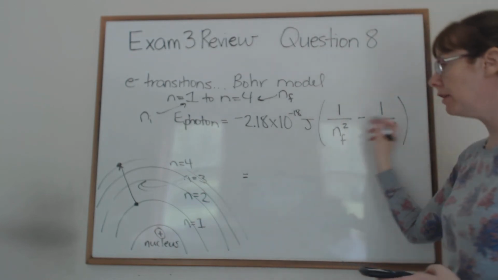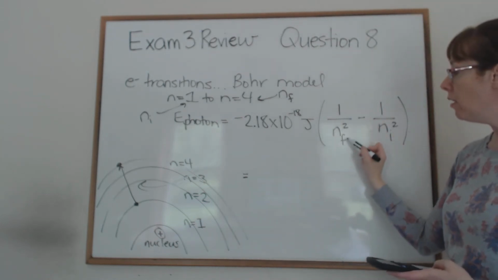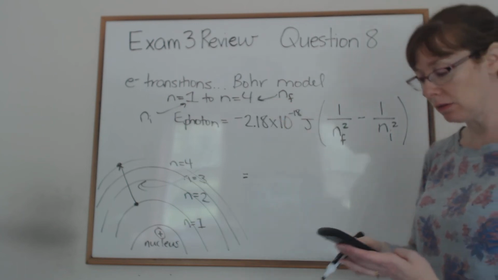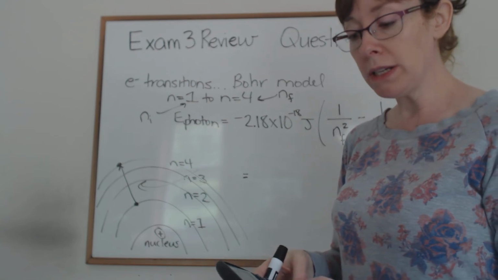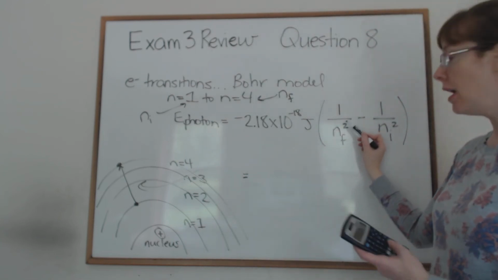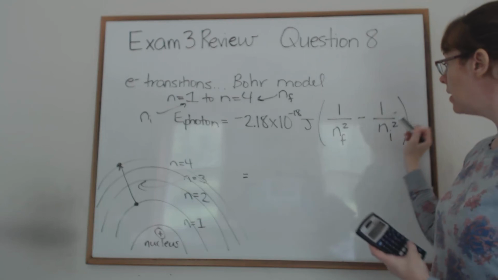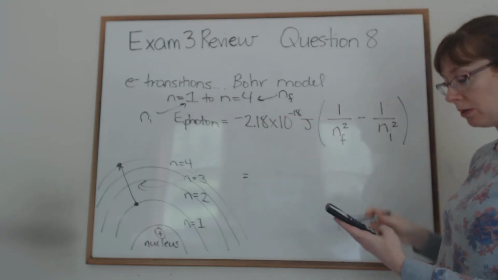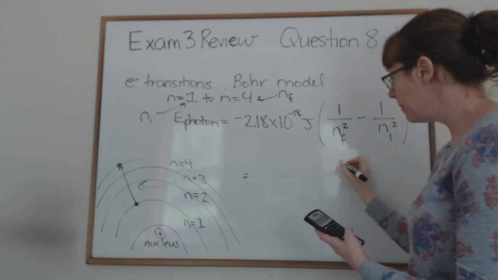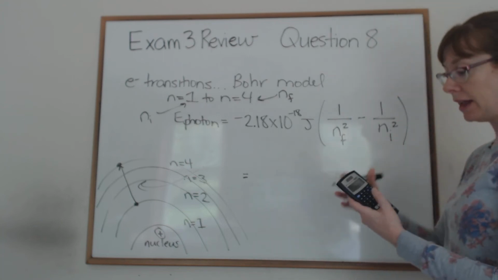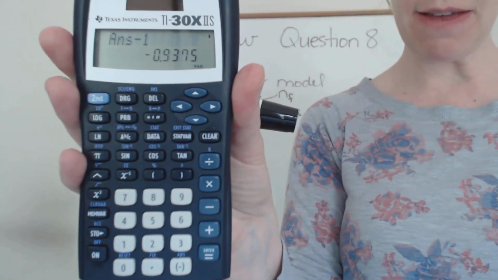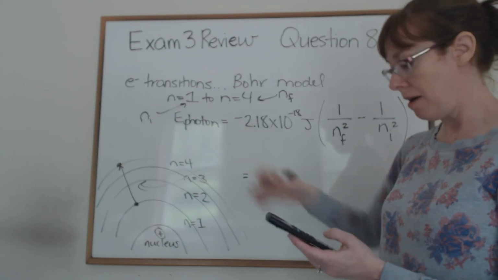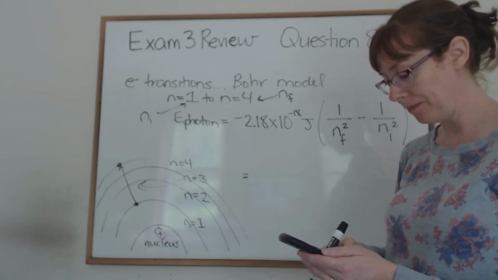So I usually do this part first. 1 over n final squared. So what's n final? It's 4. 4 squared is 16, so I'm going to do 1 divided by 16. And from that, I'm going to subtract 1 divided by 1 squared, which is just 1. And that ends up being negative 0.9375.